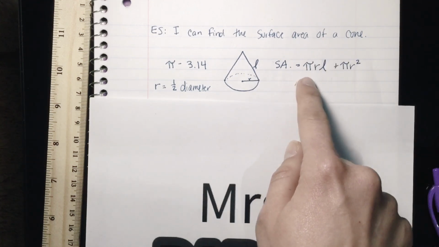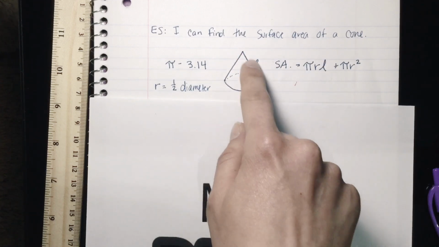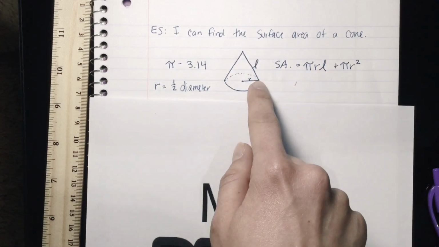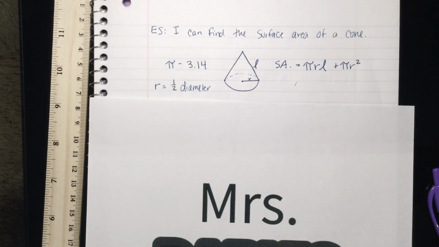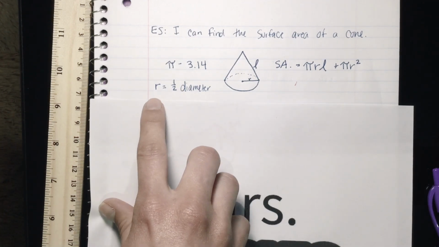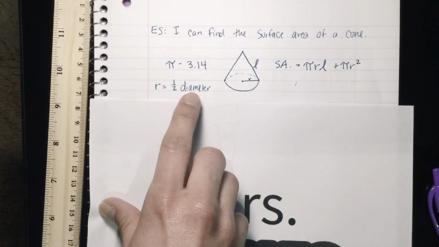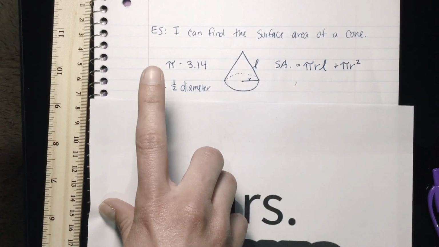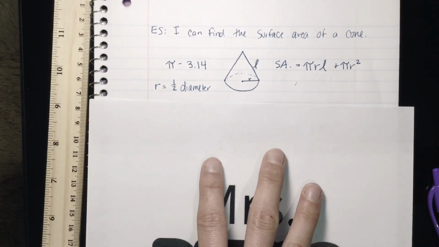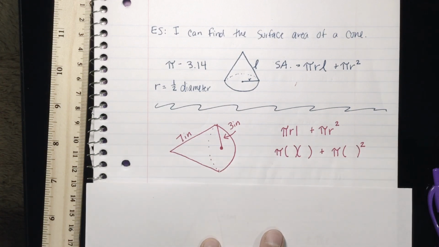Remember, you have two parts. This first part is this triangle area, and then the second part is the circle. Okay, so you're using the formula. That is going to be the biggest help, that you're just using the formula. And you want to remember that if I'm given the diameter, we need to cut it in half. We only use radius. Okay, so let's go on to some examples.